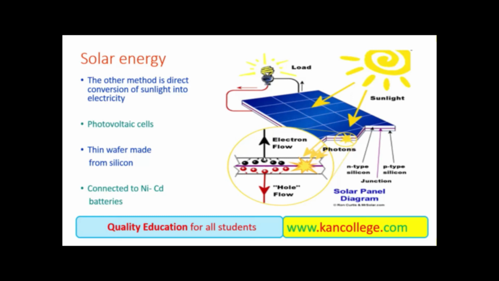So there will be a potential difference at the two terminals, and this potential difference is able to run a load like bulbs or a fan or any other load, or to charge the batteries connected to it, and these batteries can be nickel cadmium batteries.